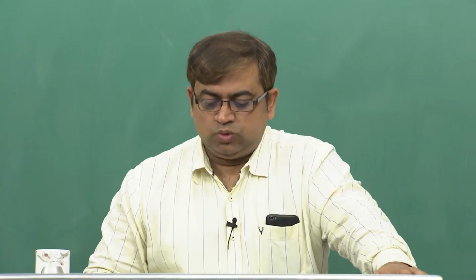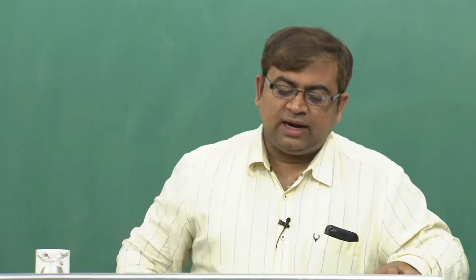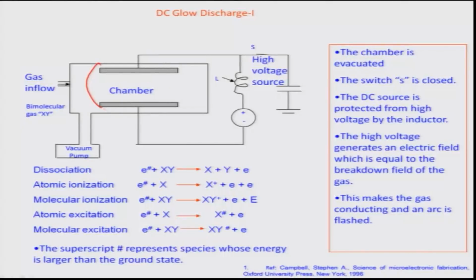So let us first look into the DC glow discharge. There is a chamber here, for example, and there are two plates like a capacitor, and a biomolecular gas which is introduced into this chamber.